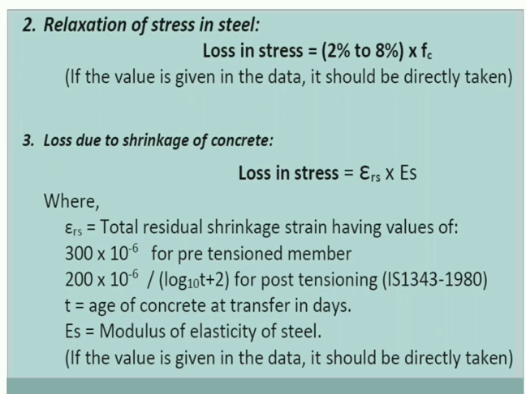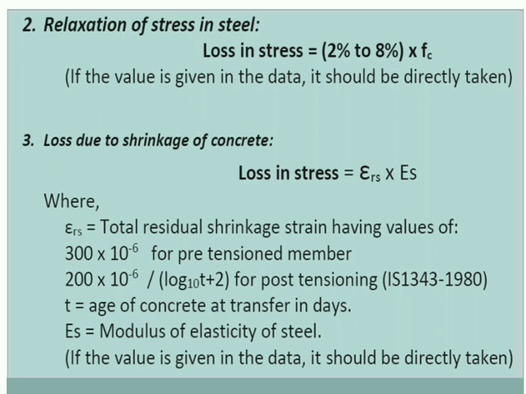Then next comes the relaxation loss. Now this loss is directly taken as 2% to 8% of Fc. We have already seen the formula for Fc, which is nothing but the stress in the steel at the level of concrete. So directly this can be taken as 2% to 8%, but in most cases the value is given, which you can use directly in the example. If it is not given, you take it as 2% to 8%. It's up to you.